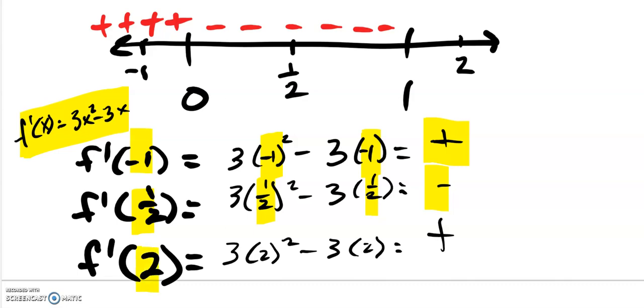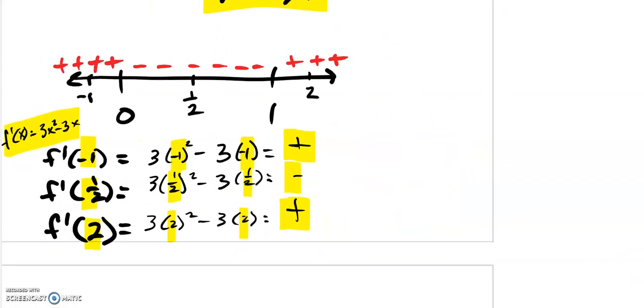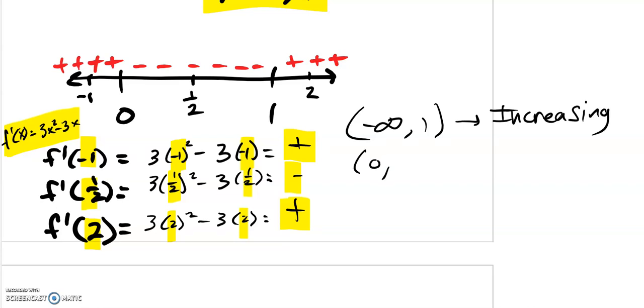Then you're going to test when your x value is 2. And again, you get a positive, so it changes from negative to positive there at 1. Okay? So if we look at what that means, between negative infinity and 0, it is increasing. Then from 0 to 1, it's decreasing.